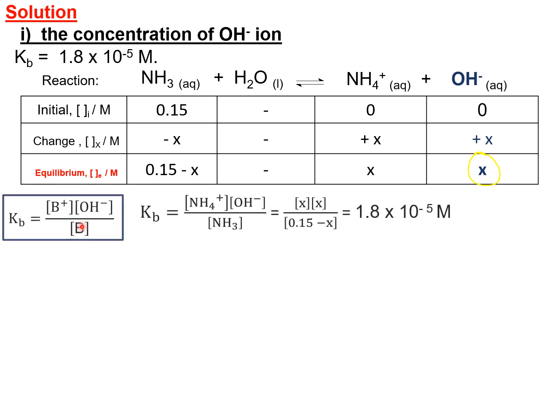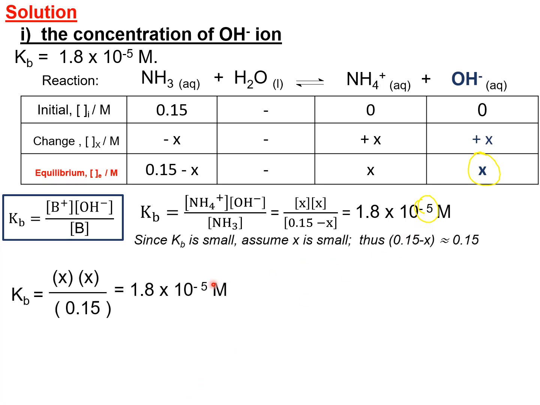So how? Kita build Kb expression, okay, di mana concentration of product at equilibrium berada di atas, concentration of reactant at equilibrium berada di bawah, and kita tahu nilai Kb berapa, which is 1.8 times 10 to the power of negative 5 molar. And since you nampak negative 5 value kat sini, kita tahulah Kb ni dia punya value is very small, so we can assume 0.15 minus X is equal to 0.15. This one bila you buat assumption, you kena show. Kalau tak, macam mana examiner nak tahu you buat assumption ke tidak?